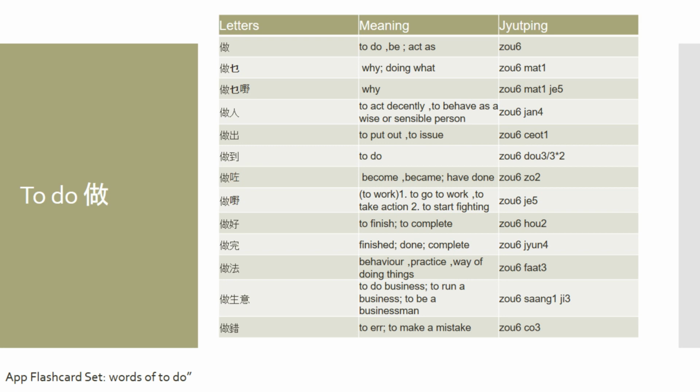Now, if you want to say the way of doing things or a practice, then you would say 做法. If you want to say to do business, to run a business, or to be a businessman in Cantonese, then you would say 做生意. And lastly, to make a mistake in Cantonese is pronounced 做錯.